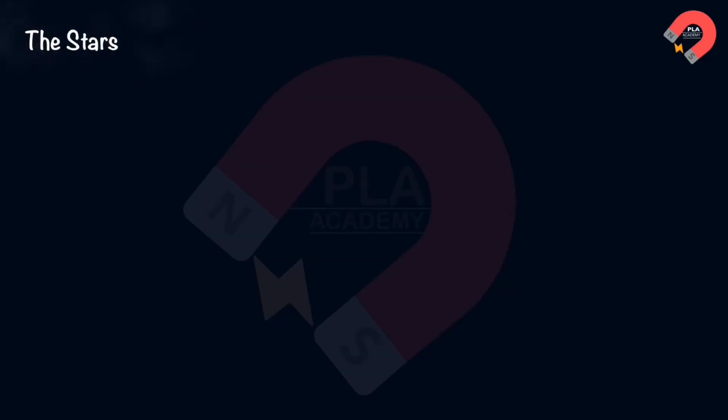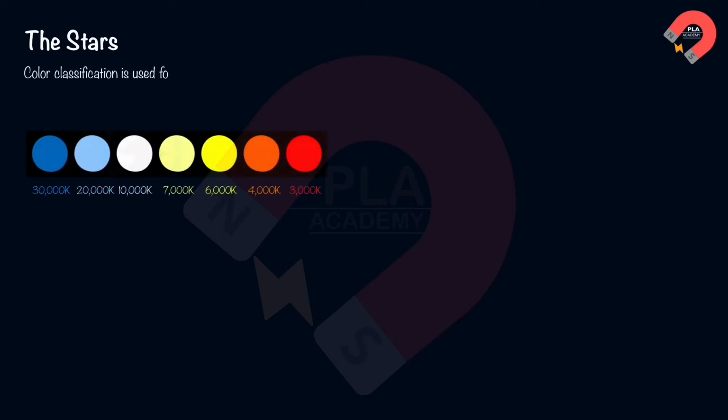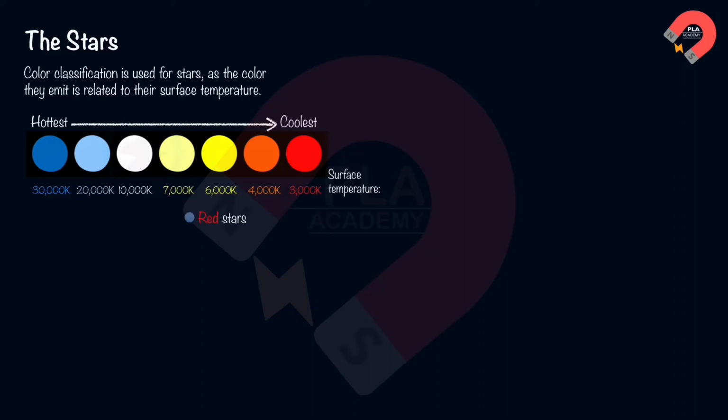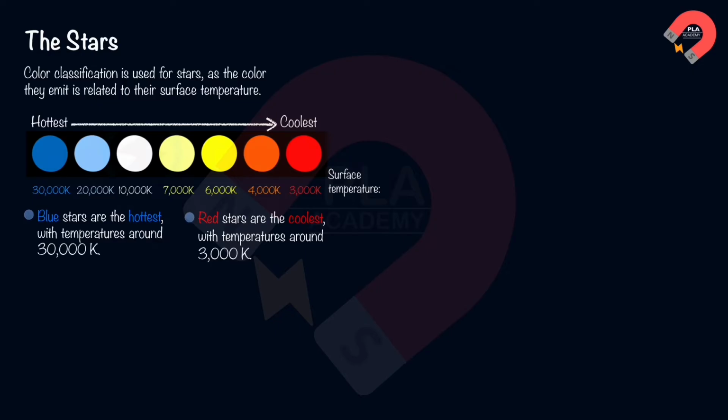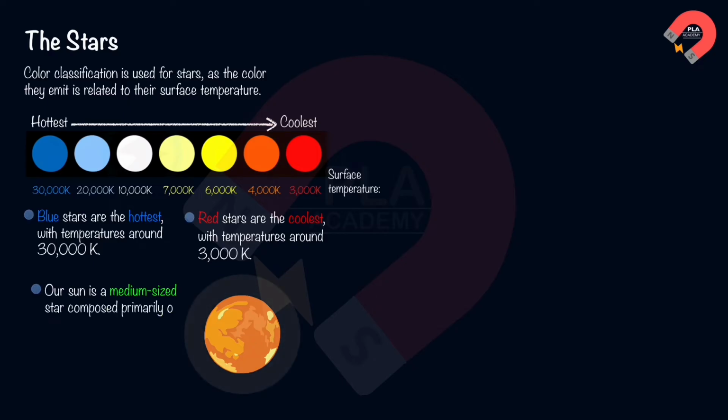The stars. Stars exist in a wide range of sizes and colors, from yellow stars like our Sun to red dwarfs and from blue giants to red supergiants. Color classification is used for stars, as the color they emit is related to their surface temperature. Red stars are the coolest, with temperatures around 3,000 Kelvin, while blue stars are the hottest, with temperatures reaching around 30,000 Kelvin. Our Sun is a medium-sized star composed primarily of hydrogen and helium. It radiates most of its energy in the infrared, visible and ultraviolet regions of the electromagnetic spectrum.